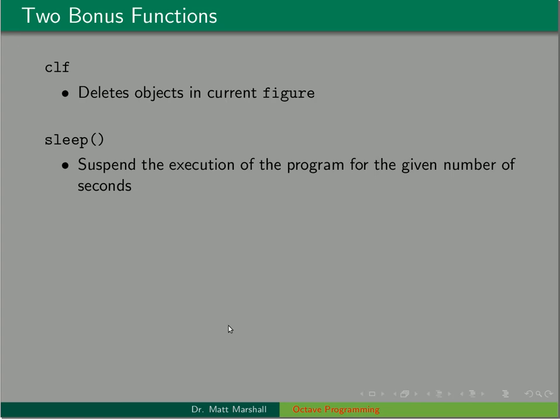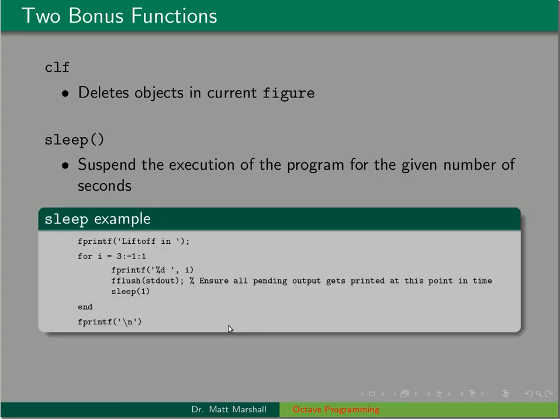Here's an example of using sleep. It's a little script that's just 6 lines long or 7 lines long. So we're just going to print this to the screen, lift off in, and then we start this for loop. So the counter in the for loop will be this matrix I, which starts with 3 and goes down to -1 all the way to 1. So it's a 3-element array. 3, 2, and 1 are the elements.